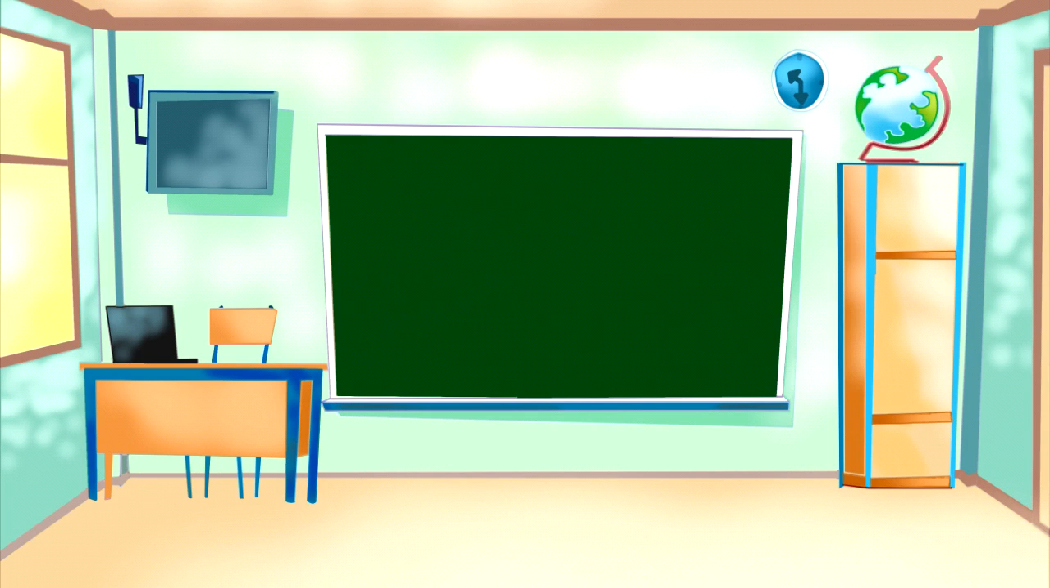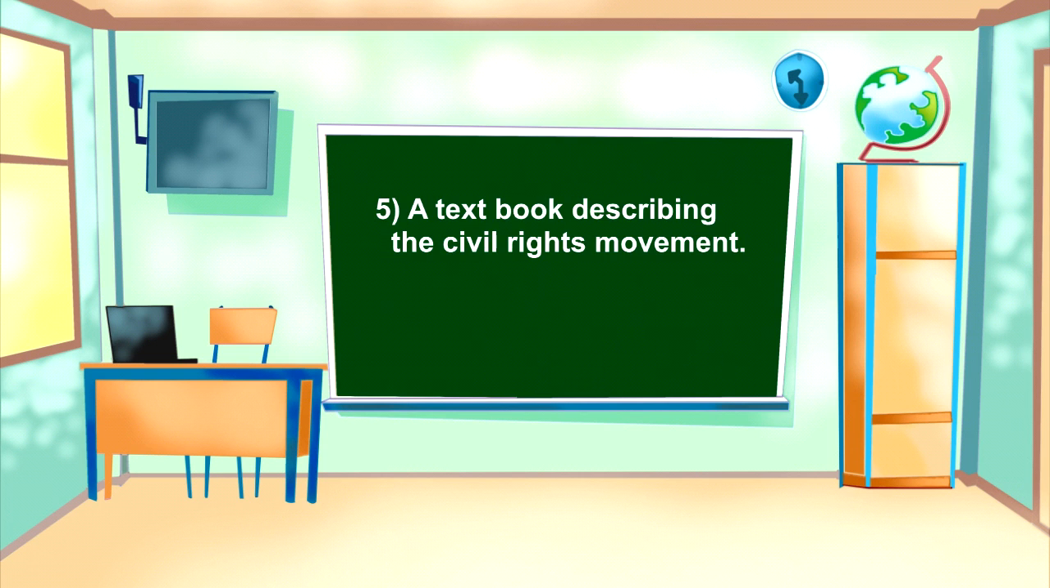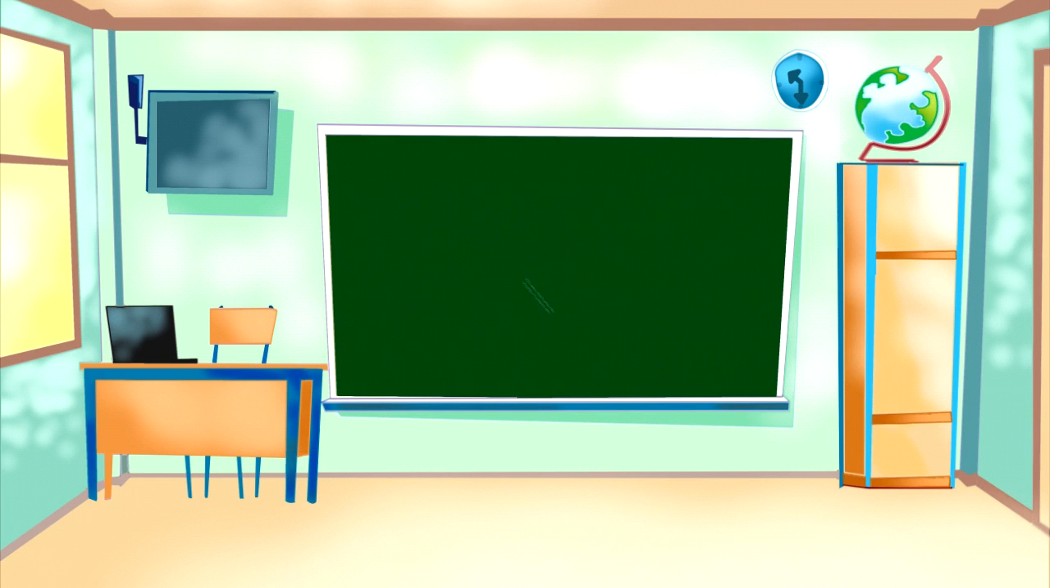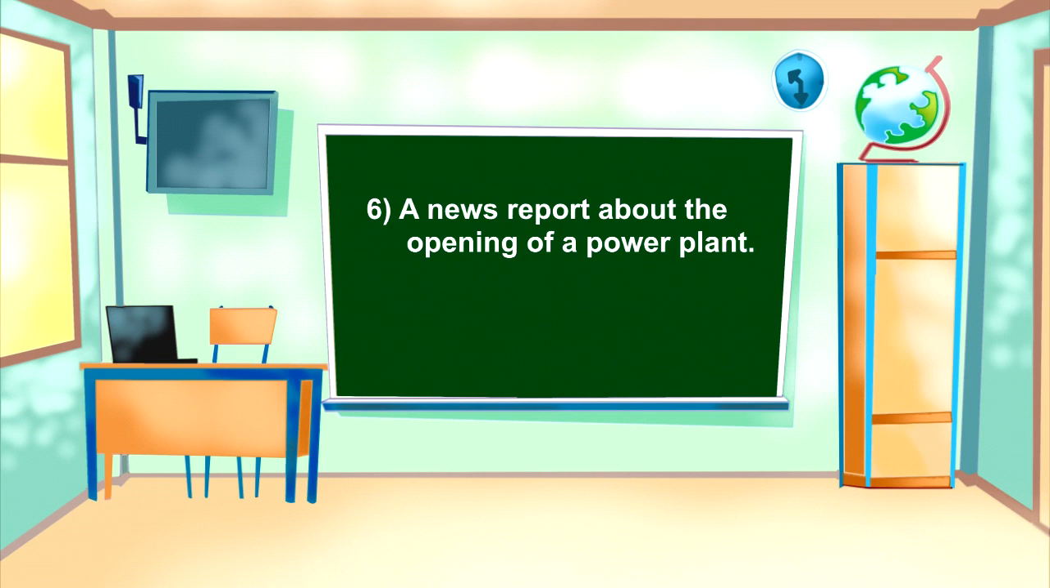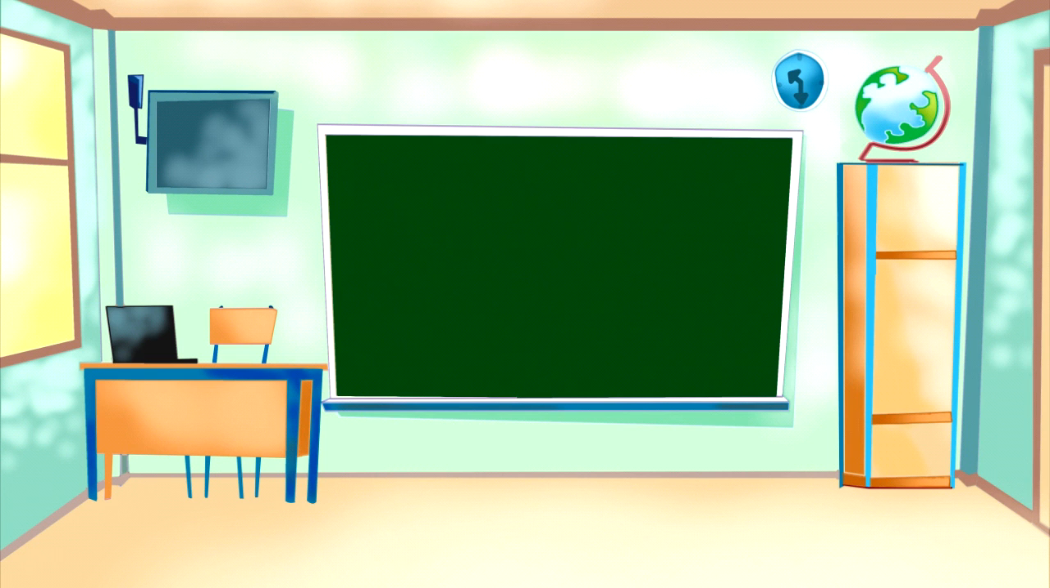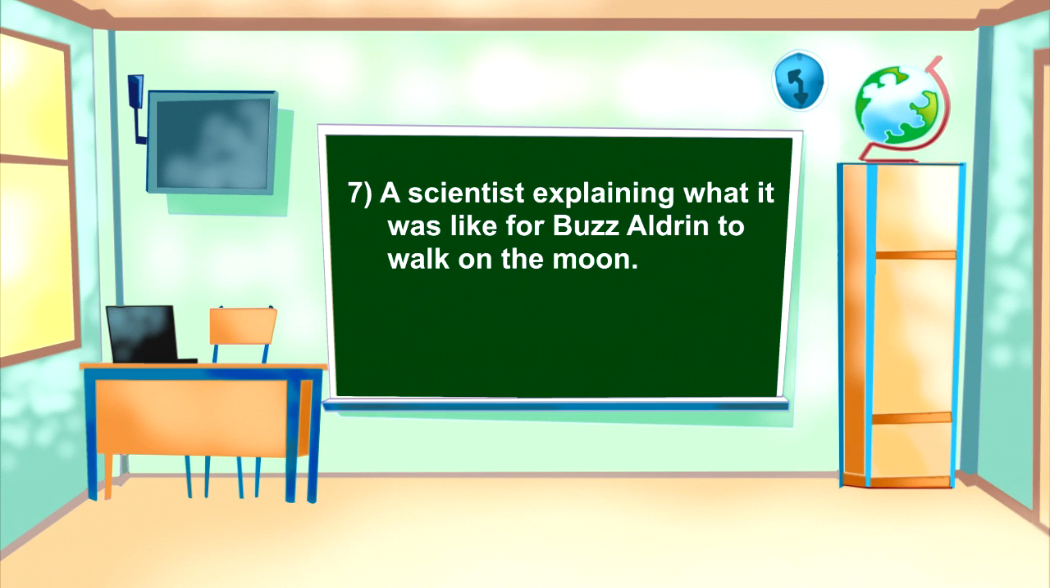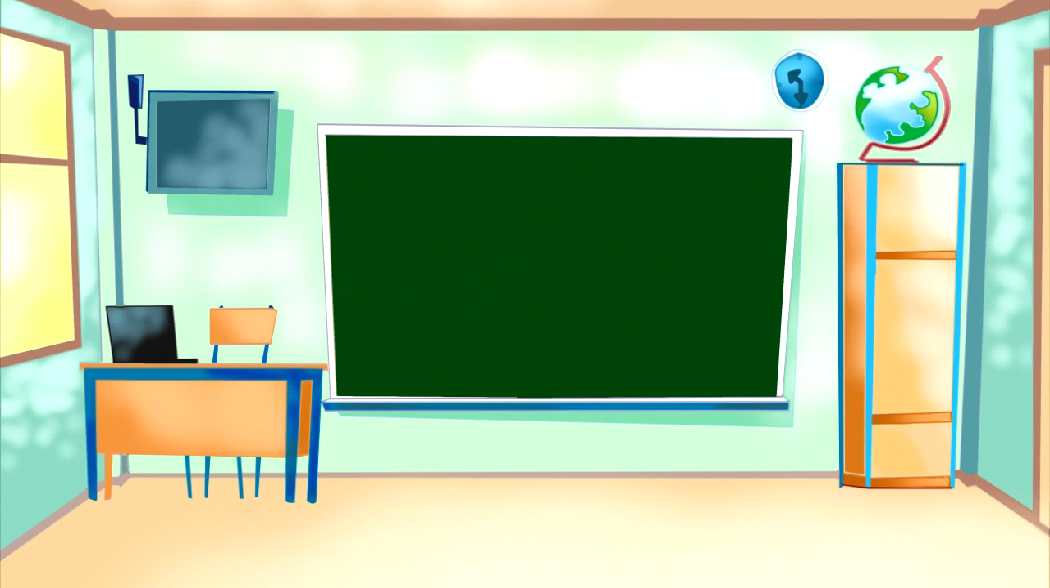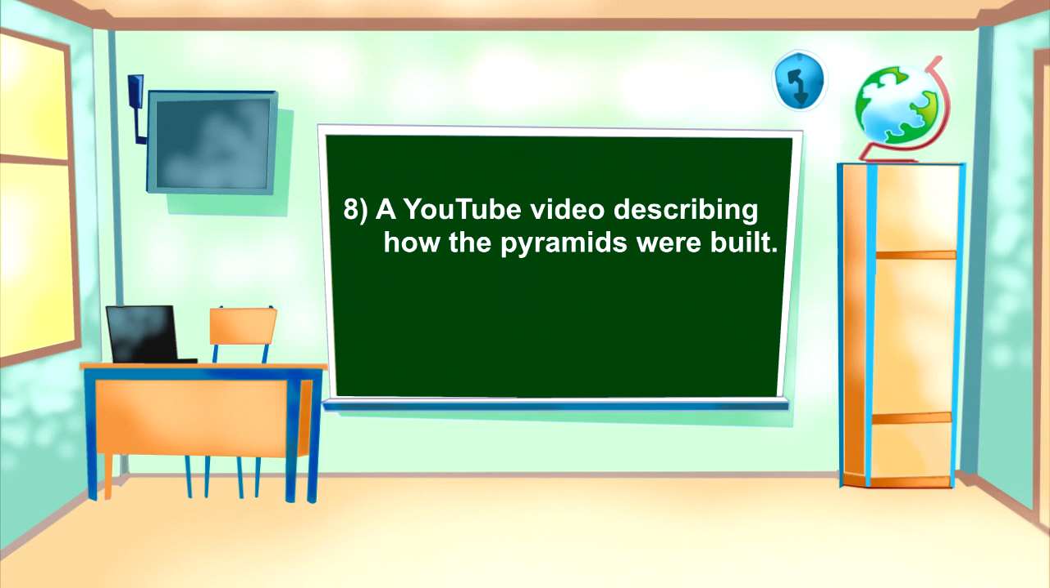Number 5, a textbook describing the civil rights movement. Number 6, a news report about the opening of a power plant. Number 7, a scientist explaining what it was like for Buzz Aldrin to walk on the moon. Number 8, a YouTube video describing how the pyramids were built.